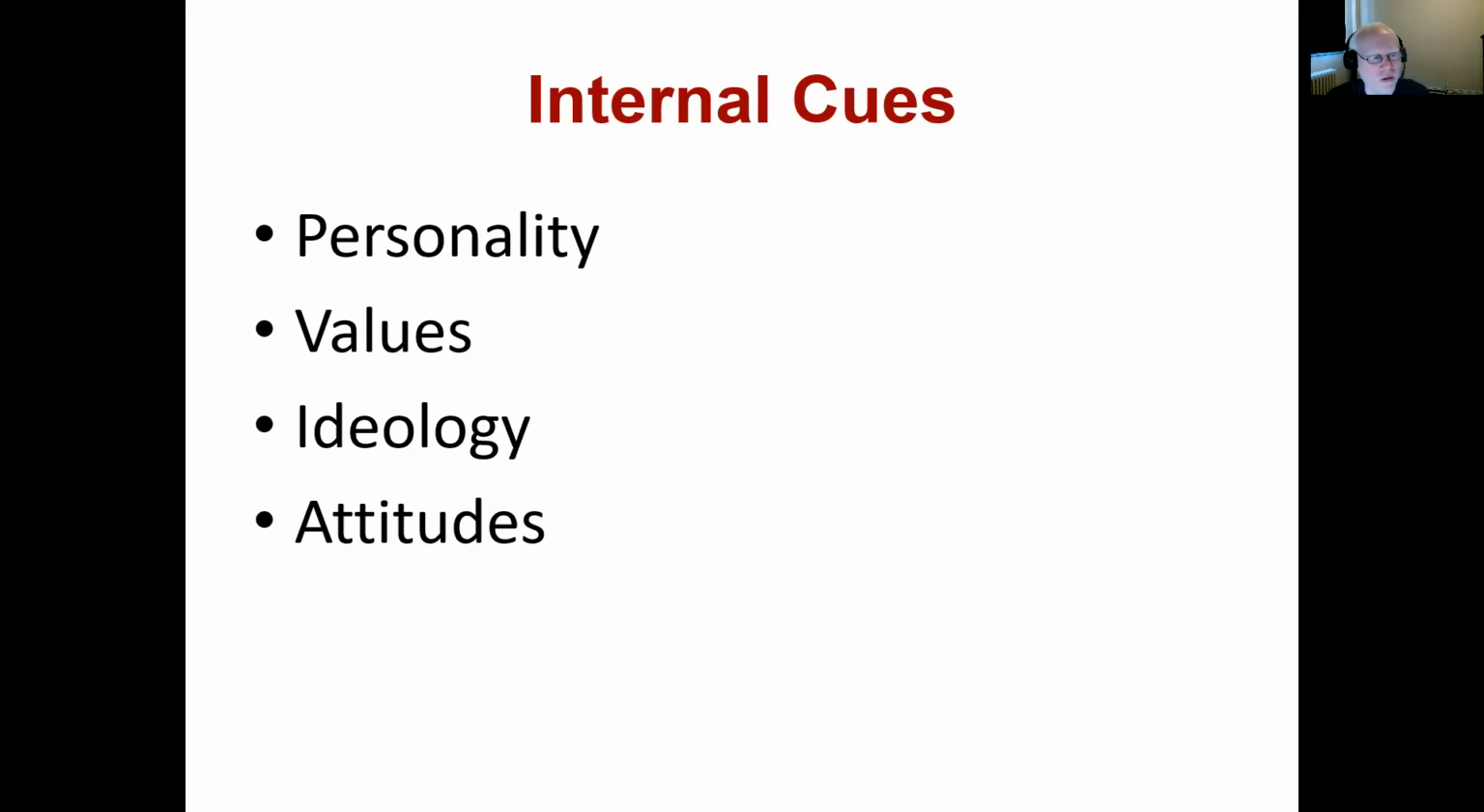So internal cues can come from personality, values, ideology, or attitudes. I want to look at a couple of these. Personality is more innate, based on the personality that you're born with, while values, ideology, and attitudes are all things that are learned.